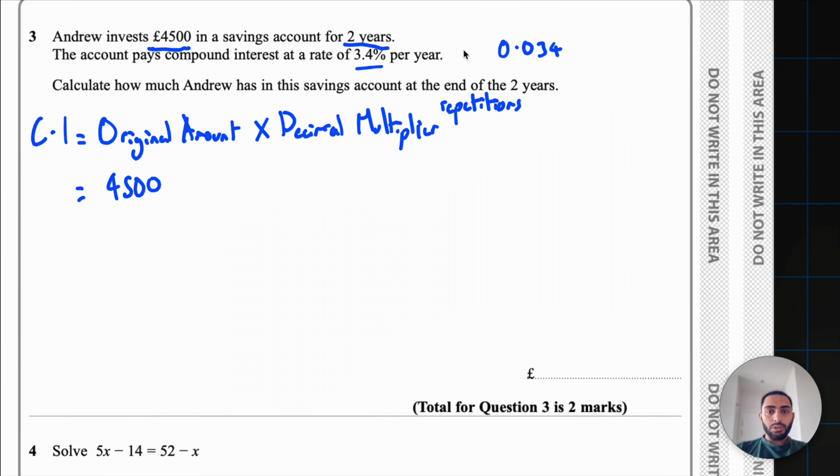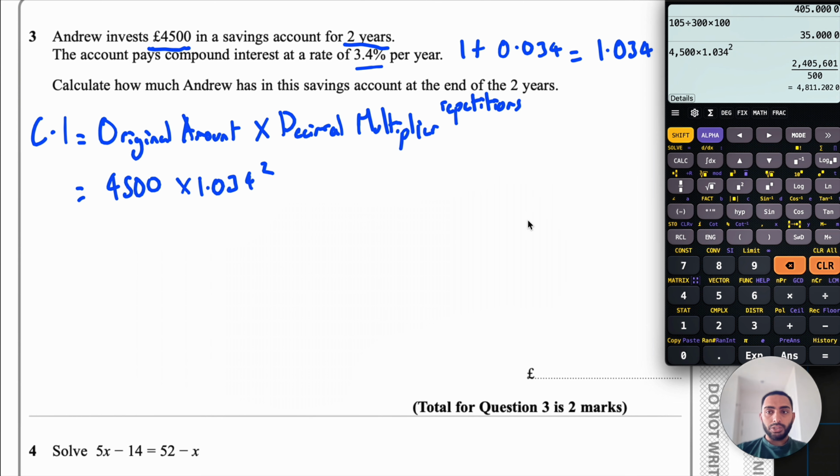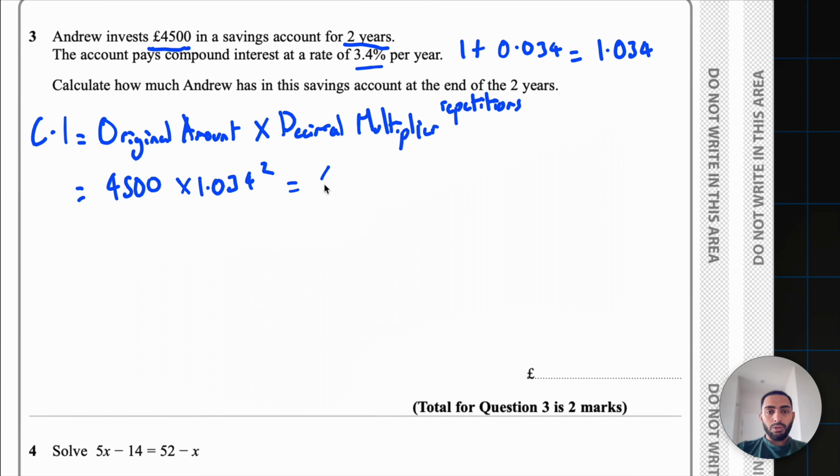Because it's an increase, we do 1 add. If it's a decrease, you do 1 minus. So the decimal multiplier is 1.034. That would just be an increase of 3.4%. So I'm multiplying by 1.034, and that's raised to the power of 2. So 4,500 times 1.034 to the power of 2, which is 4,811.20.